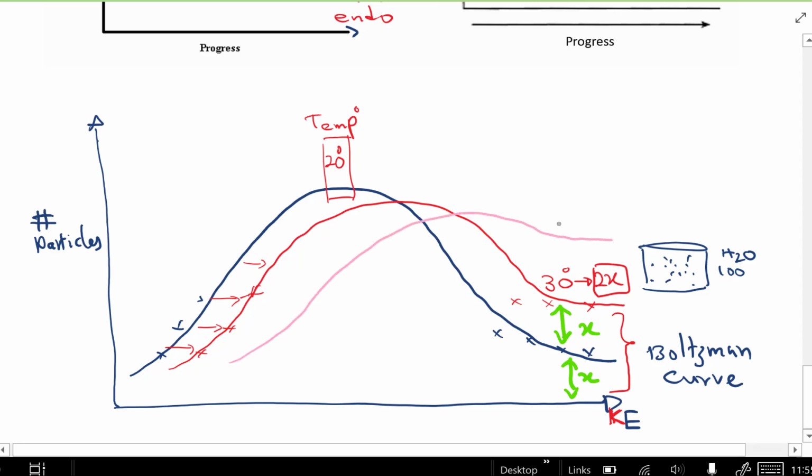Now, if I go to 40 degrees, it will have even more, right? So that's the typical pattern when you heat a sample, the particles get more and more energy.